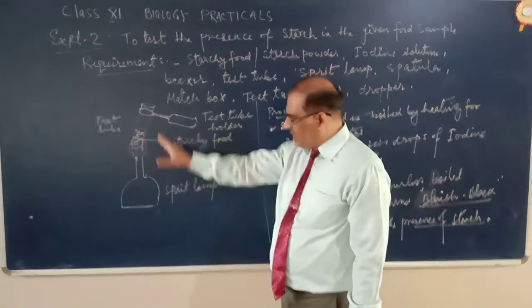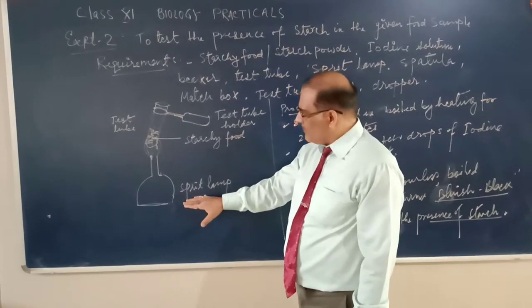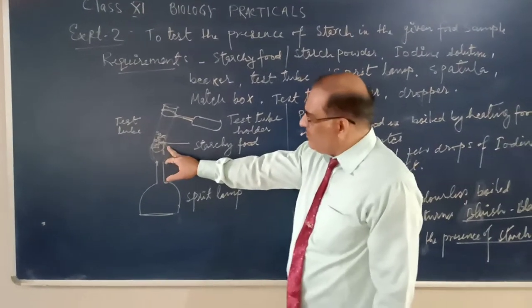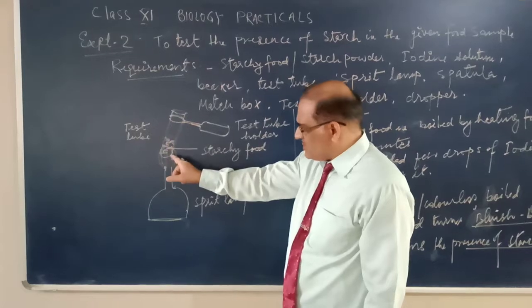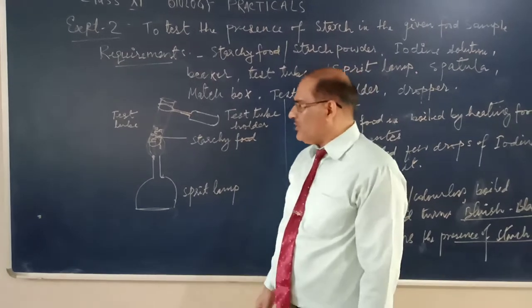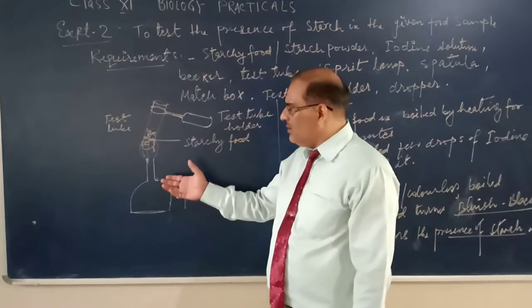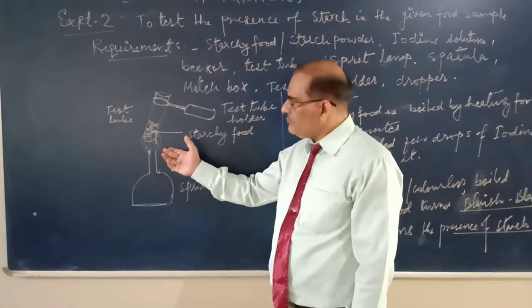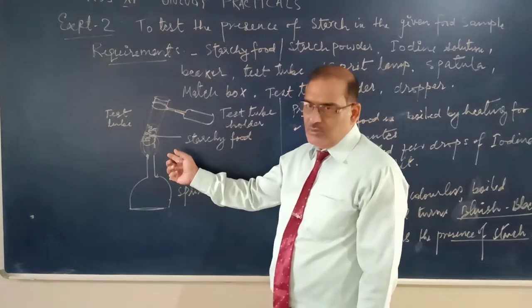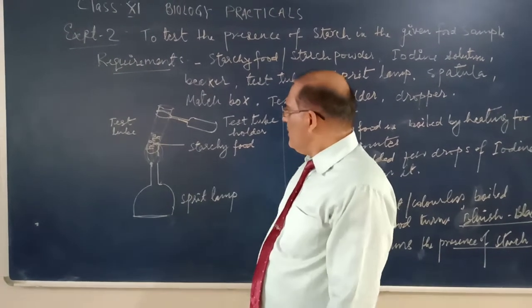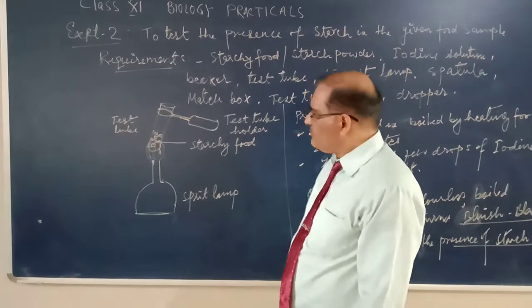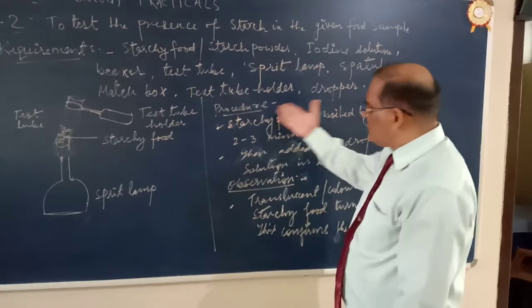Now, see this setup. This is a spirit lamp. Take the test tube. We have taken water in this test tube, and we have put starchy food into it. Maybe potato chips, maybe small pieces of potato. We may take the sweet potato. We may take rice powder also, paddy powder, rice powder, etc. This is the test tube holder. This is the setup.